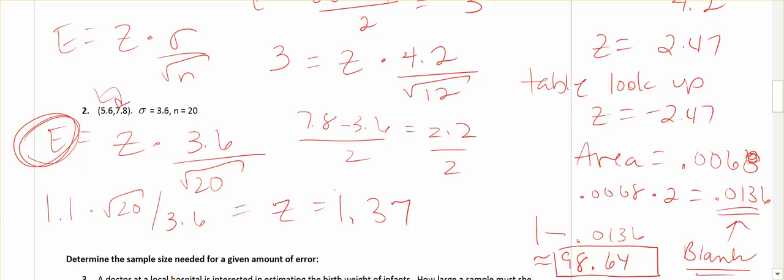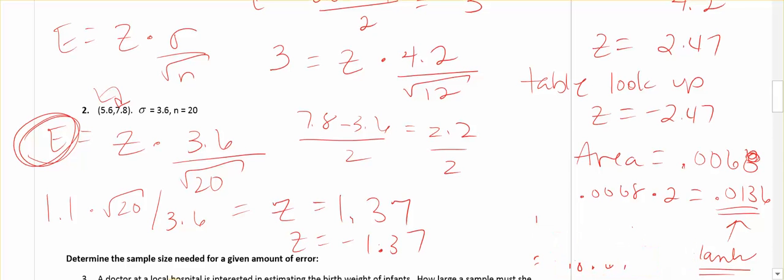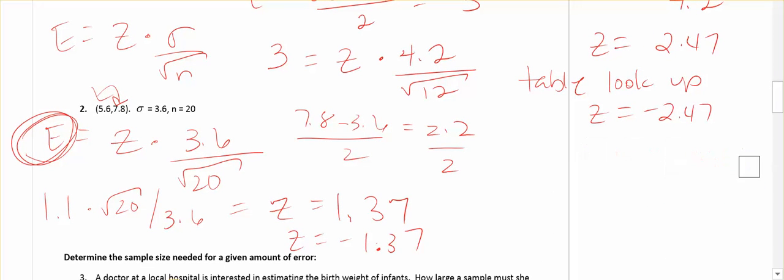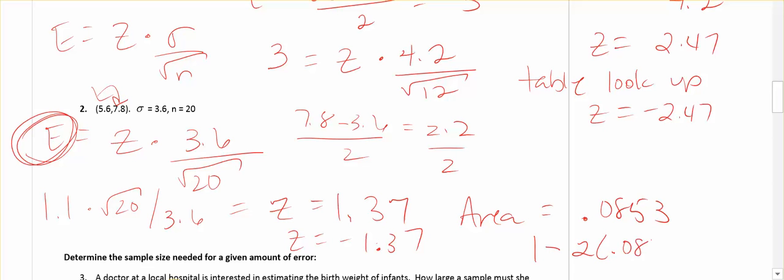Don't look this up on your table. Look at negative 1.37 because of the symmetry. And look at what your area would be. So the area that corresponds to a z-score of negative 1.37 is 0.0853. And all of this is thinking backwards, so we need to do 1 minus 2 times that value you found.